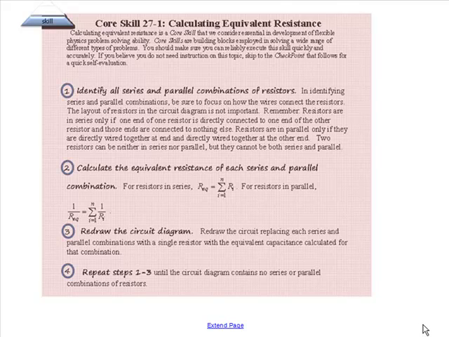All right, so let's talk about how we're going to go about dealing with situations where we try to find an equivalent resistance. First, we need to identify all series and parallel combinations of resistors. Second, we calculate the equivalent resistance of each series and parallel combination. Then we redraw the circuit diagram, and then we'll repeat steps 1 through 3 until we have a single equivalent resistance, or at least as far as we can go.